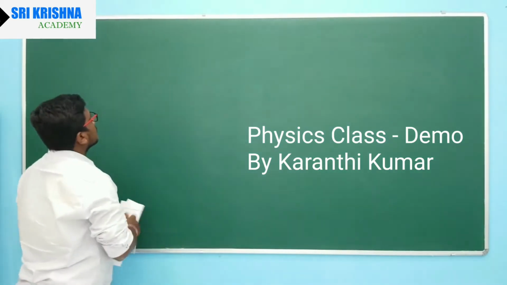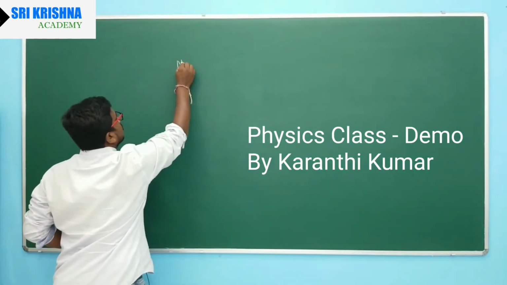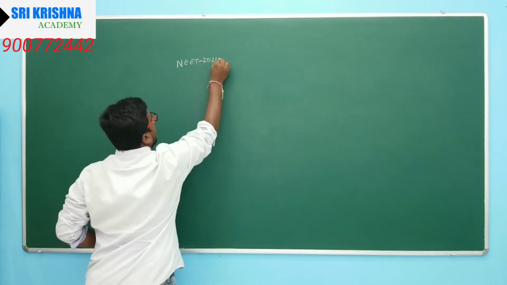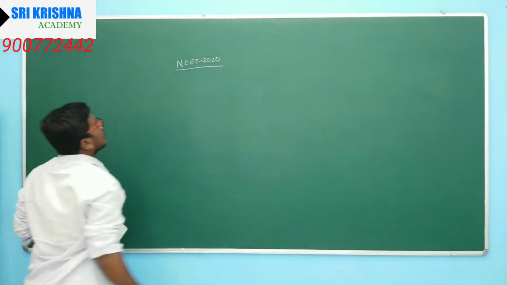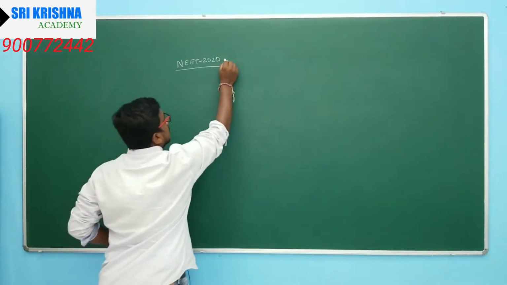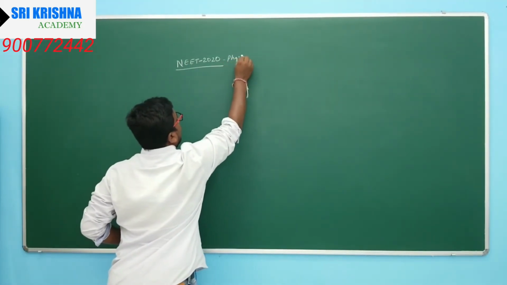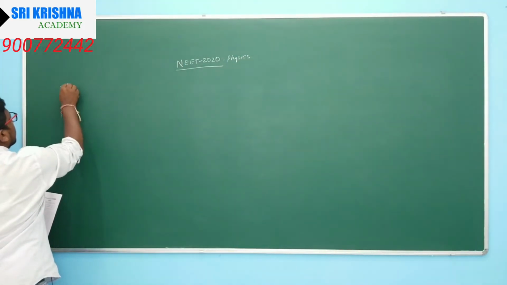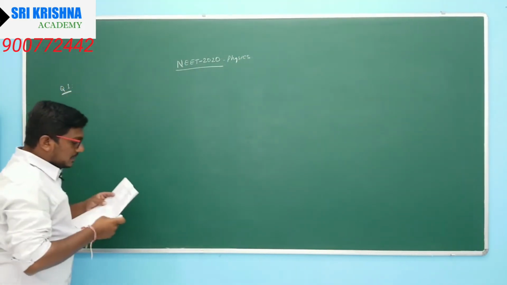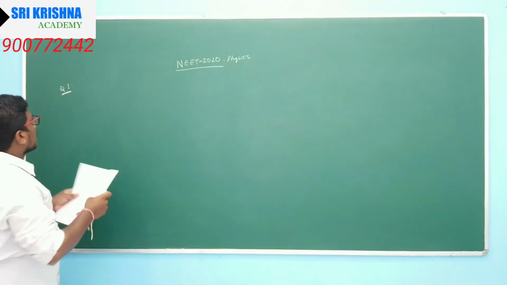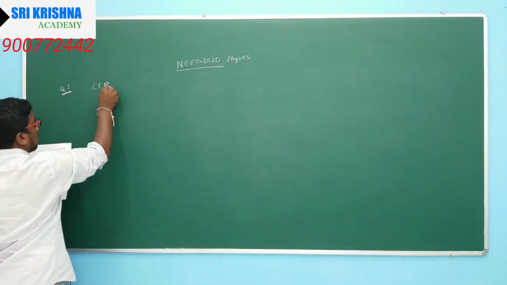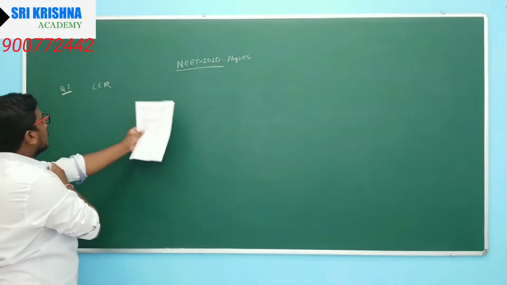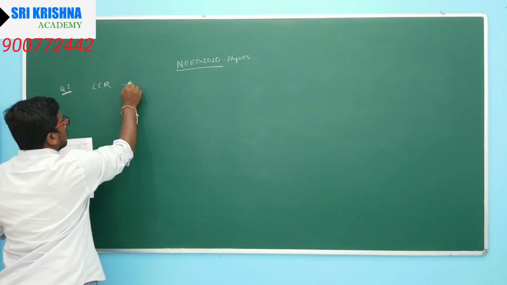Today we are going to discuss the questions and answers for this NEET 2020 physics. So the first question reads: a series LCR circuit is connected to an AC voltage source.